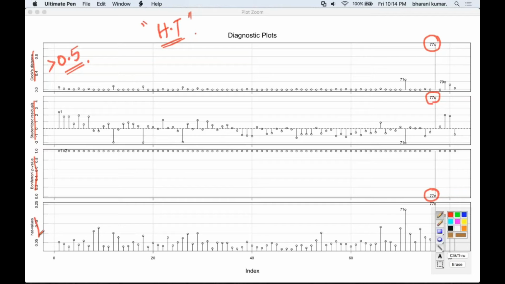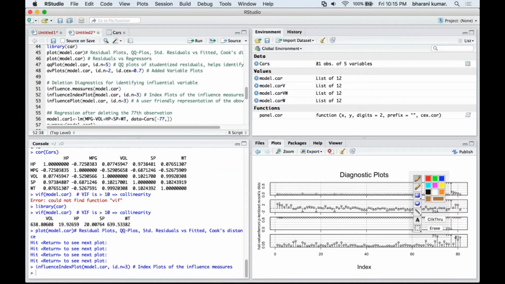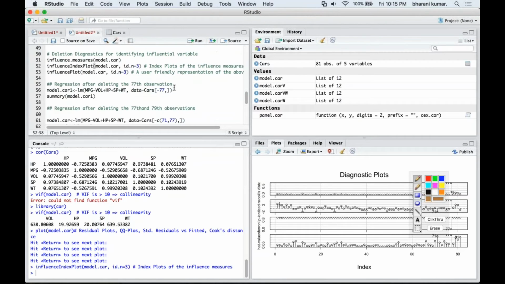Another thing is hat values. Here also you see that the 77th observation is influential, meaning it is standing out. Of course, there is 71 also, but 77 is clearly standing out, meaning that is your influential observation. So let me delete that observation and then construct the linear model.